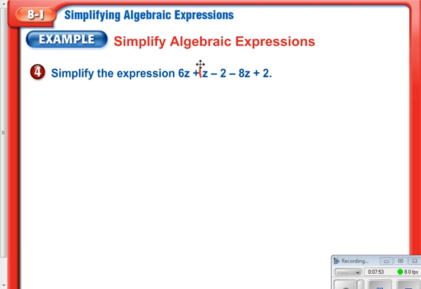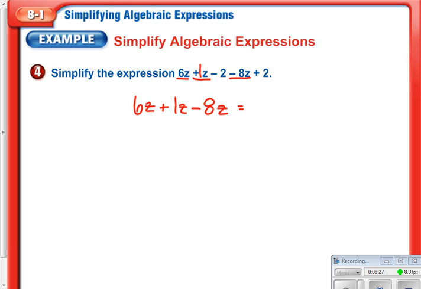Now, we need to combine like terms. Well, here are my like terms, and it might be helpful for you to reorganize everything. So what I would do is take my 6z plus my 1z, and then continue on my problem. Well, I'm not going to put a negative 2 in there because that's not a like term. However, negative 8z is a like term, so I'm going to say minus 8z.